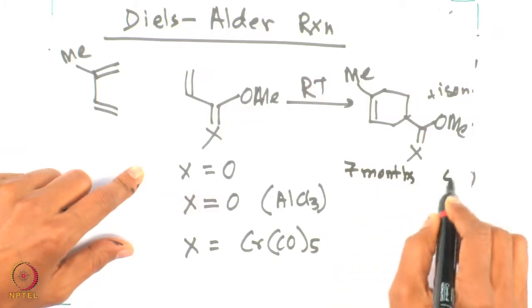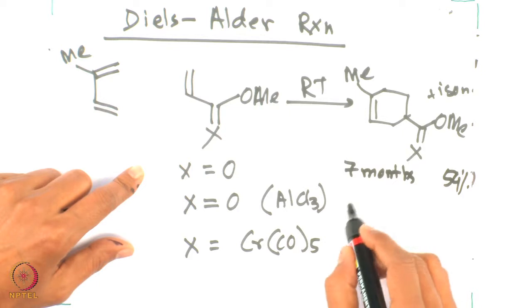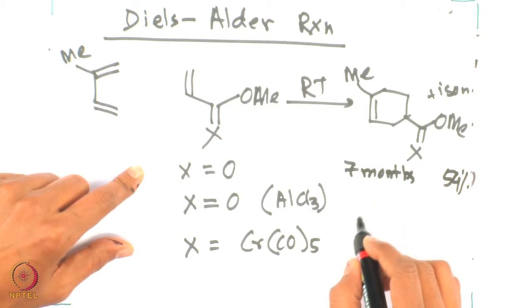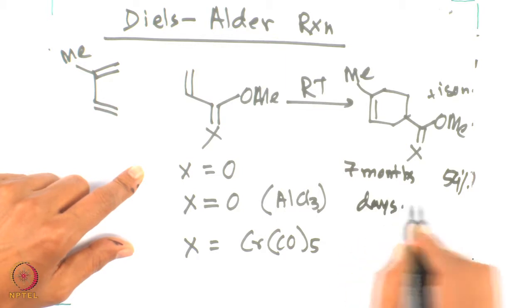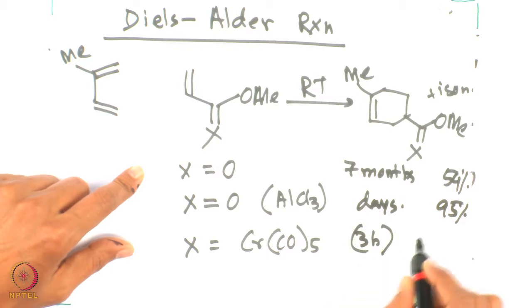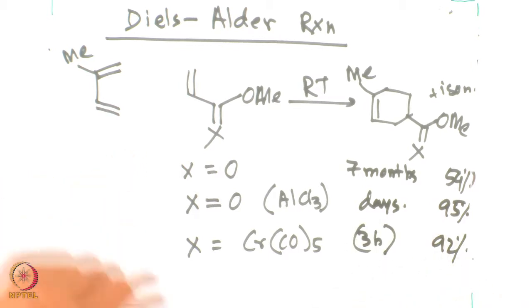Let us look at the yield of this reaction. This takes 7 months, gives 54% yield. This takes nearly days, I guess, days. It gives 95% yield. If this takes 3 hours, it gives 92%. Now, this tells you that these chromium pentacarbonyl species are acting more like an ester activated with a Lewis acid.